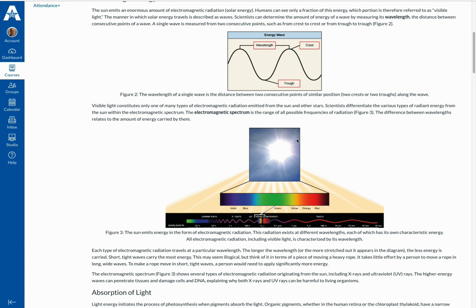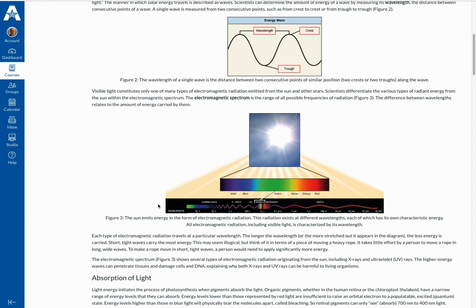If you can see my mouse, that means that the higher energy they are, the faster their frequency. And it goes from gamma rays being the most powerful to X-rays to ultraviolet to visible light to infrared to radio waves.